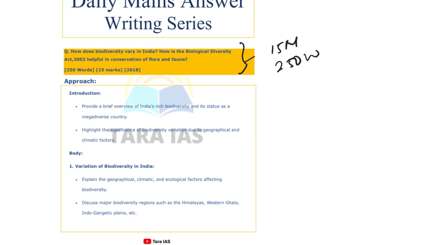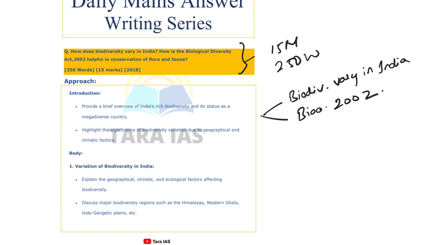What is our first step whenever we write answers? In answer writing, our first step is that we understand the demand of the question. So what are the demands that we have here? First, biodiversity: you have to give a brief explanation about how biodiversity varies in India. That is your first demand. And next, you have to write about the Biological Diversity Act 2002 and how it is helpful in conservation of flora and fauna. So you have two demands.